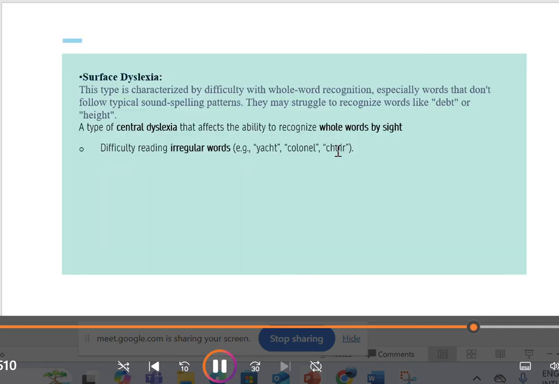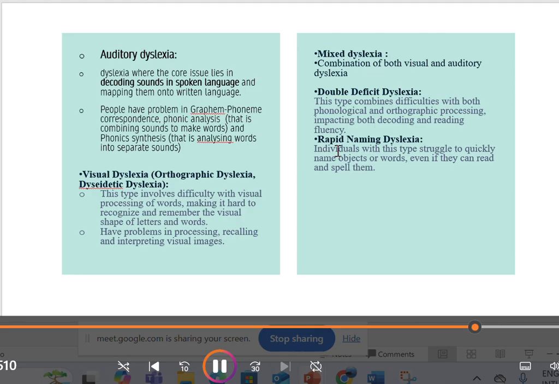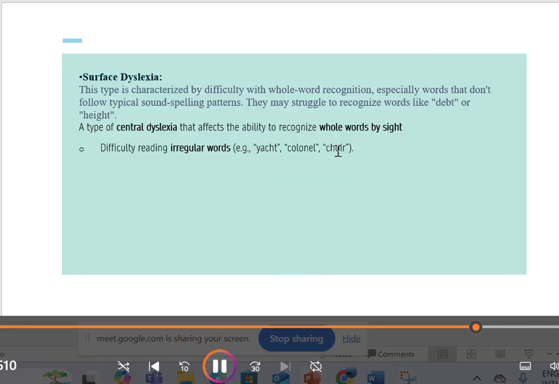Next is surface dyslexia. This type is characterized by difficulty with whole word recognition. Here the whole word is the problem, whereas in double deficit dyslexia it was a combination. Grapheme and phoneme combination was the problem. Here it is whole word recognition, especially words that do not follow typical sound spelling patterns.